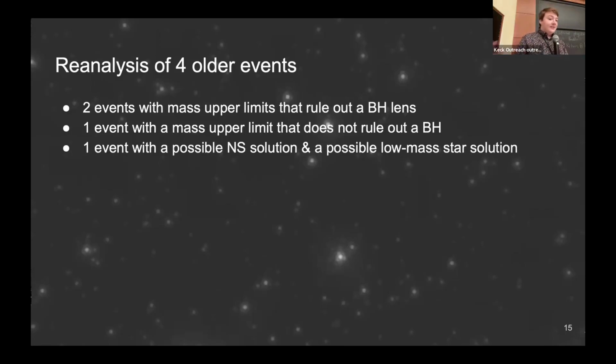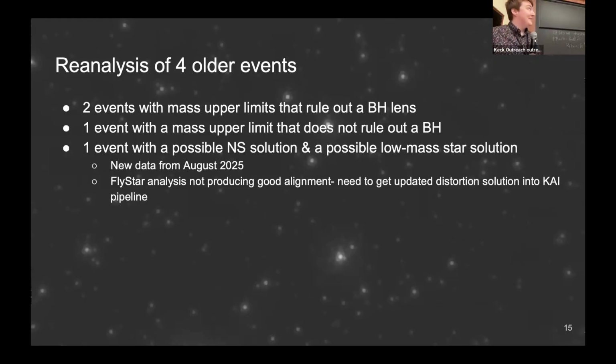I do have 1 very interesting event where we're seeing some sort of astrometric deviation in the signal, but our microlensing fitting code provides both a neutron star solution and a low mass star solution. We ended up proposing and getting time for another Keck observation of this target in August of 2025. I was really hoping to slide that into the alignment and have an exciting result for you all today, but unfortunately, there are some weird residuals going on in that result.